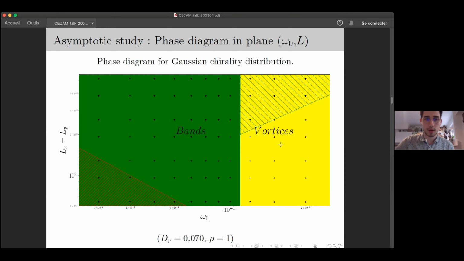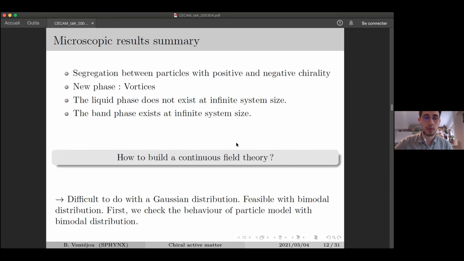So let's summarize the results. We have seen that the Kuramoto-Wilczek model provides a segregation between particles with positive and negative chirality. There is a new phase, which is a vortices phase. The liquid phase does not exist at infinite system size due to the chirality disorder, and the bond phase exists at infinite system size. Now the question is how to build a continuous field theory for the Kuramoto-Wilczek model.